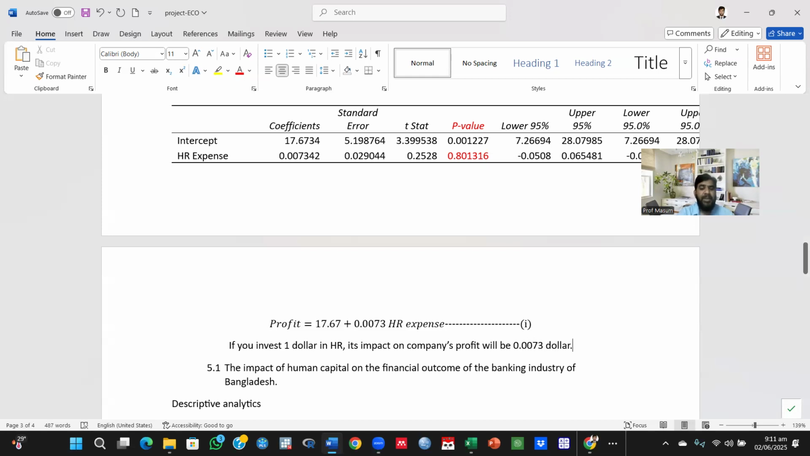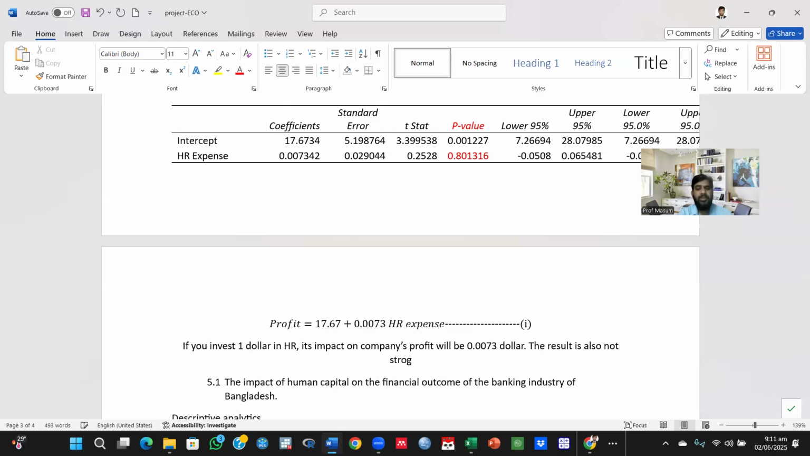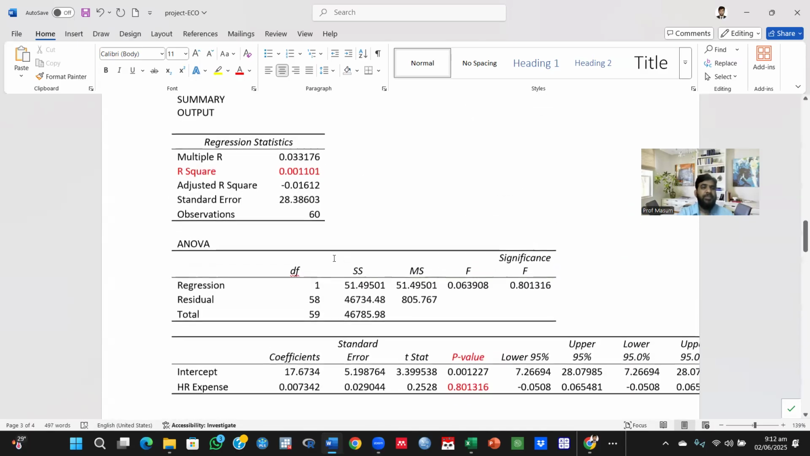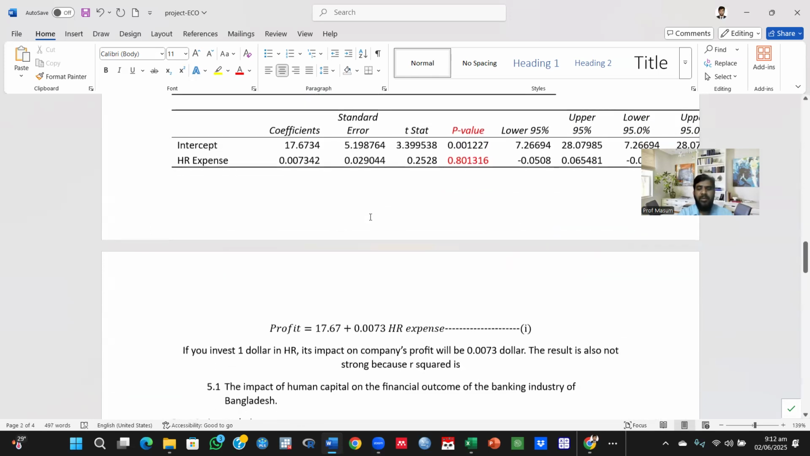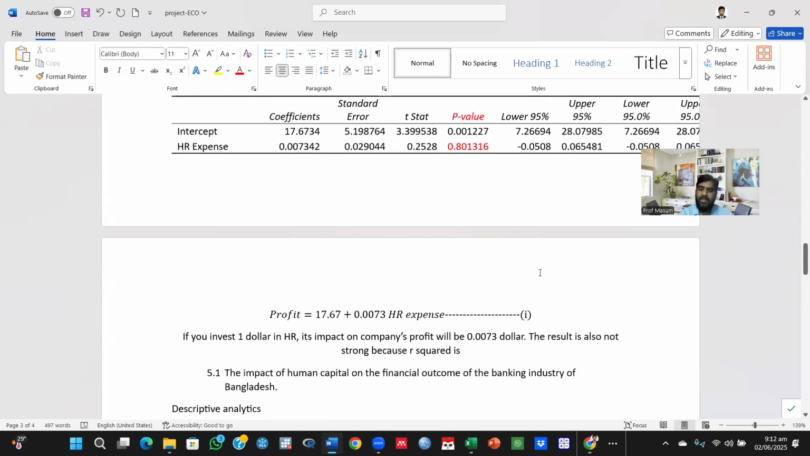And the result is also not strong, because R square, what is the R square? R square is 0.0011.